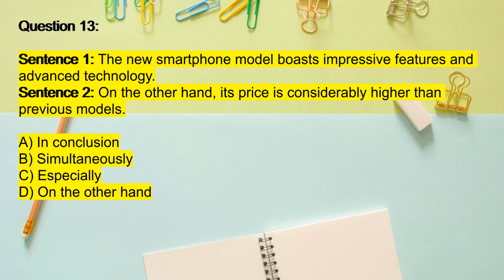Question 13. Which transition word would best connect the two sentences? Sentence 1. The new smartphone model boasts impressive features and advanced technology. Sentence 2. On the other hand, its price is considerably higher than previous models.